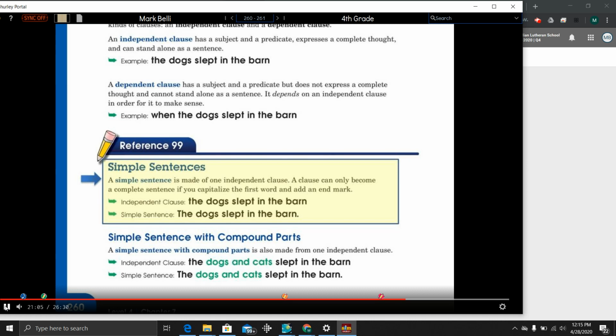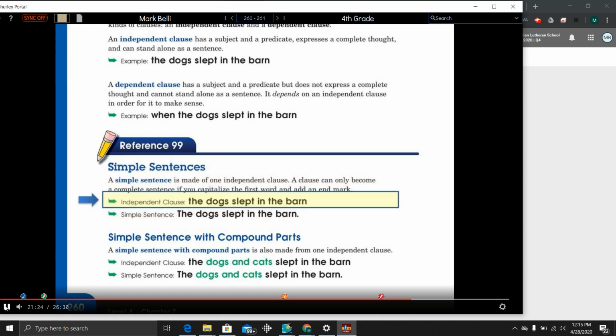Reference 99 teaches us about simple sentences. Please follow along. A simple sentence is made of one independent clause. A clause can only become a complete sentence if you capitalize the first word and add an end mark. Let's take a look at this independent clause. The dog slept in the barn. Did you notice that it has a subject and a predicate, and it expresses a complete thought? But it does not start with a capital letter.